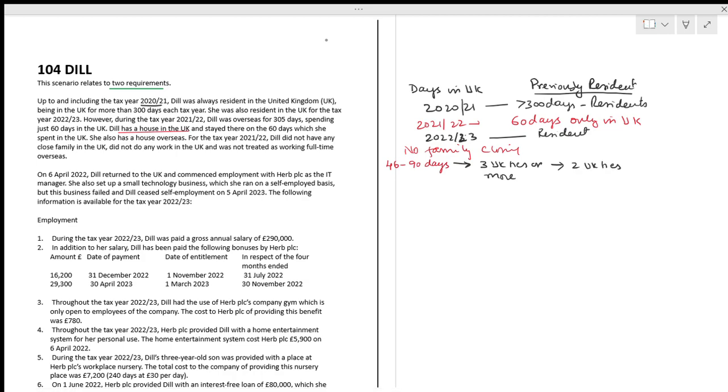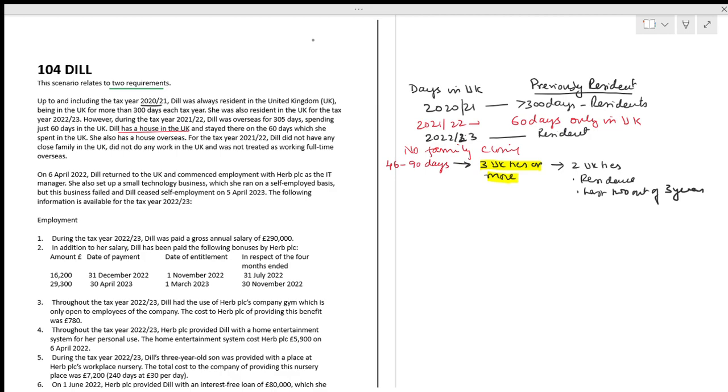What for? The first one is she is having a residence. The second one is she is there for 2 years out of the last 3 years. What does the rule say? The rule says that you should have 3 UK ties or more. Now, if this condition is not satisfied, then she is not a resident. Got my point? She doesn't meet the automatic test.